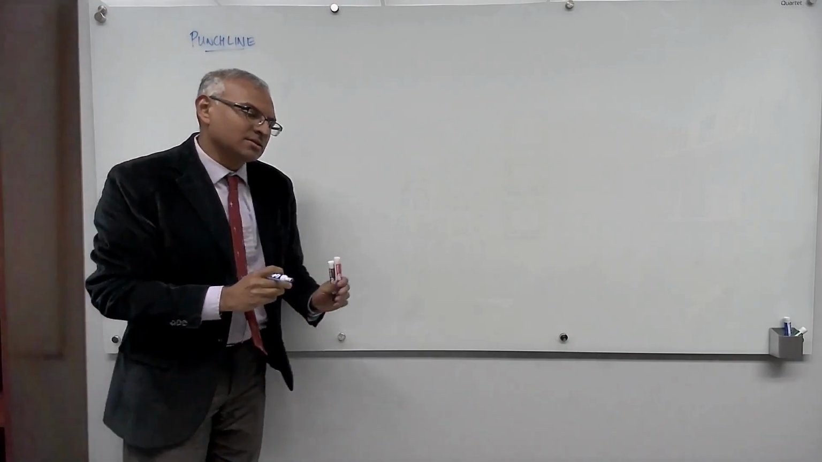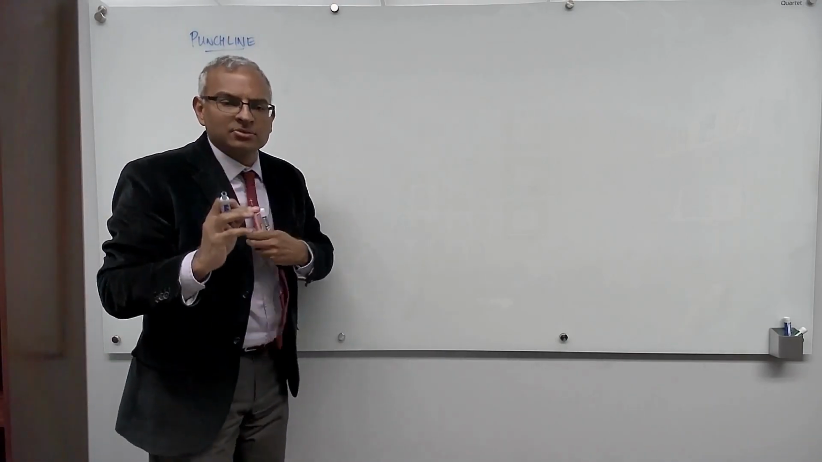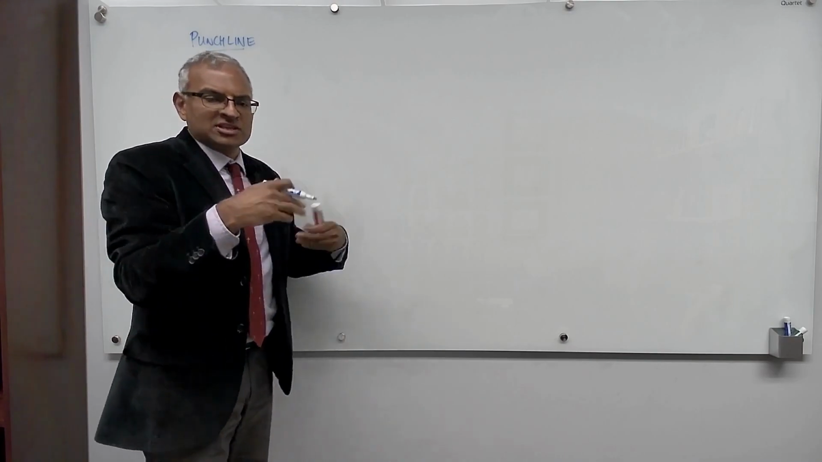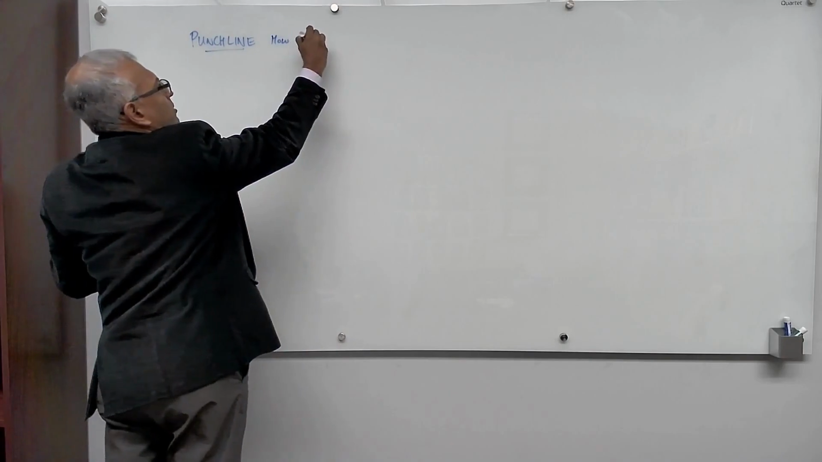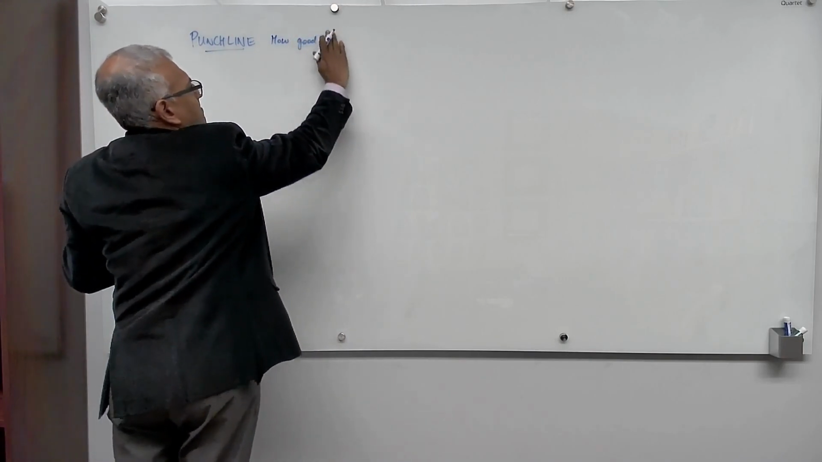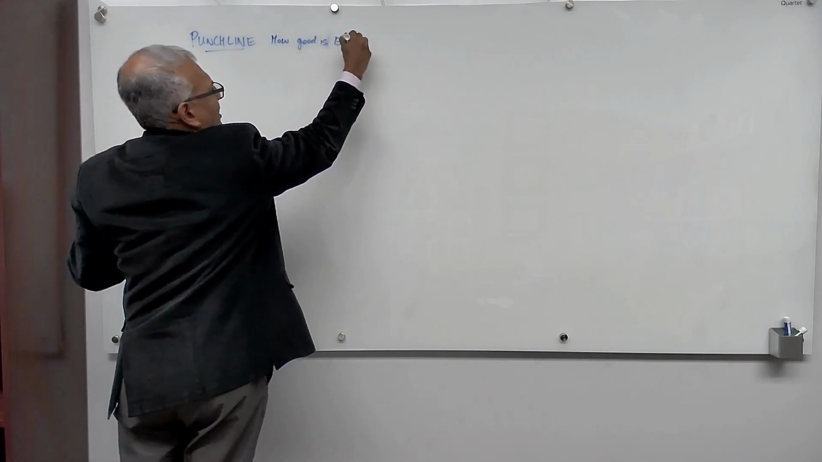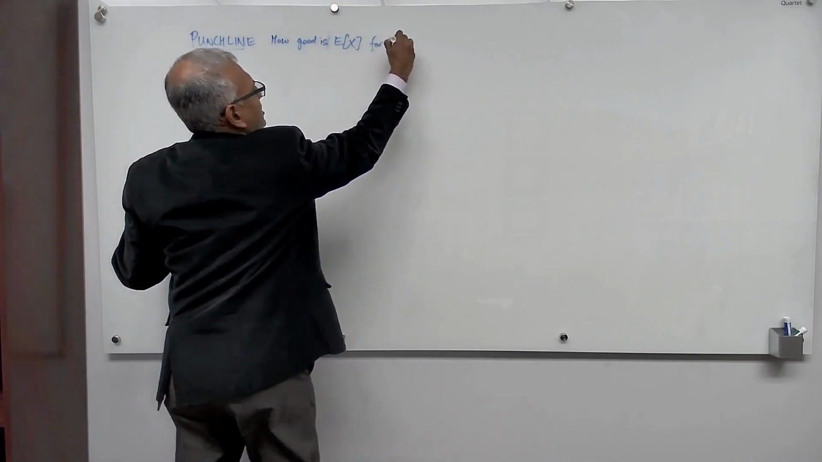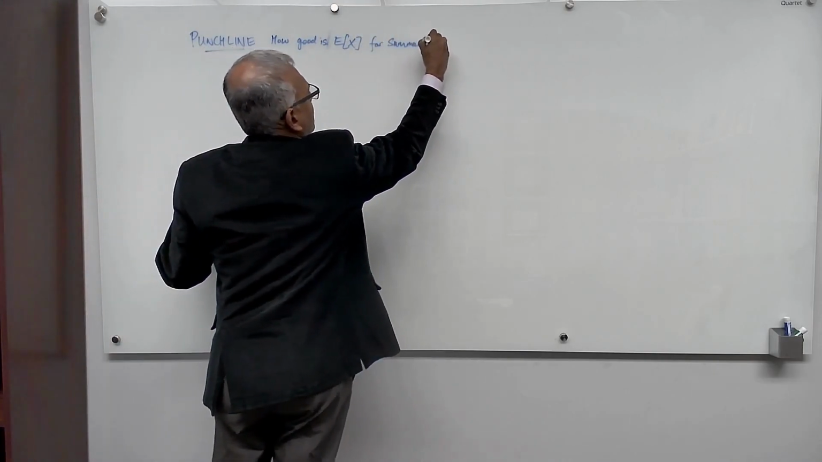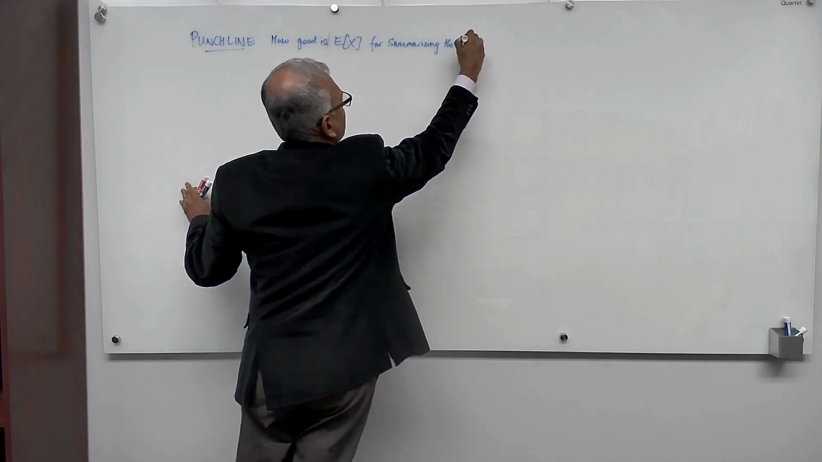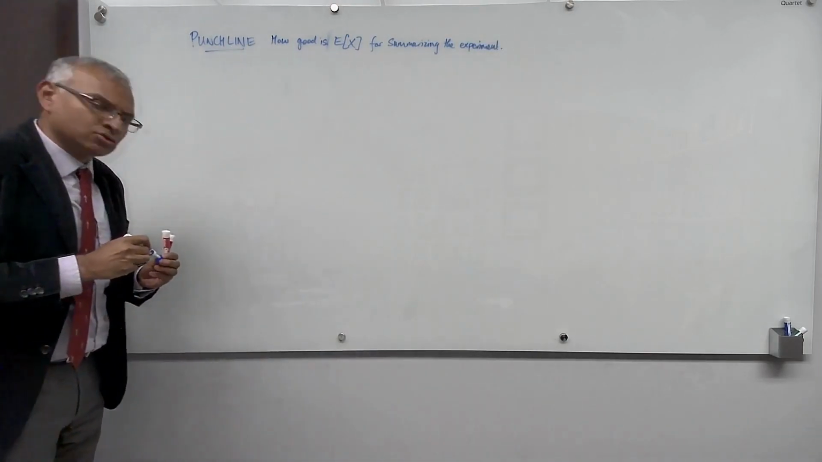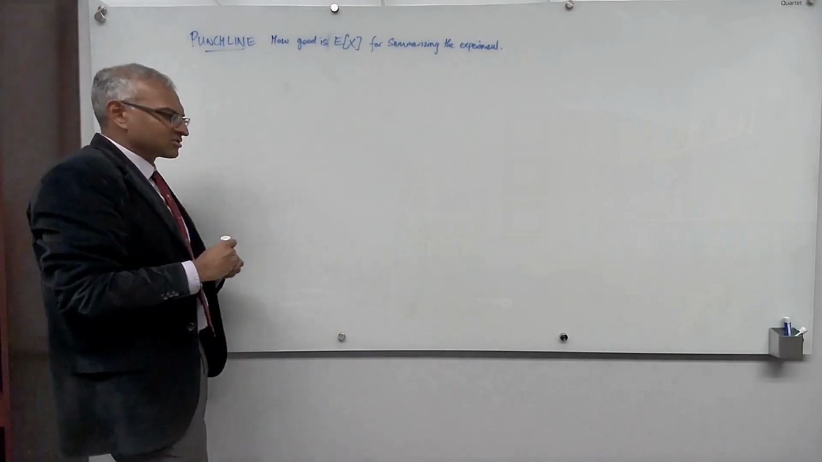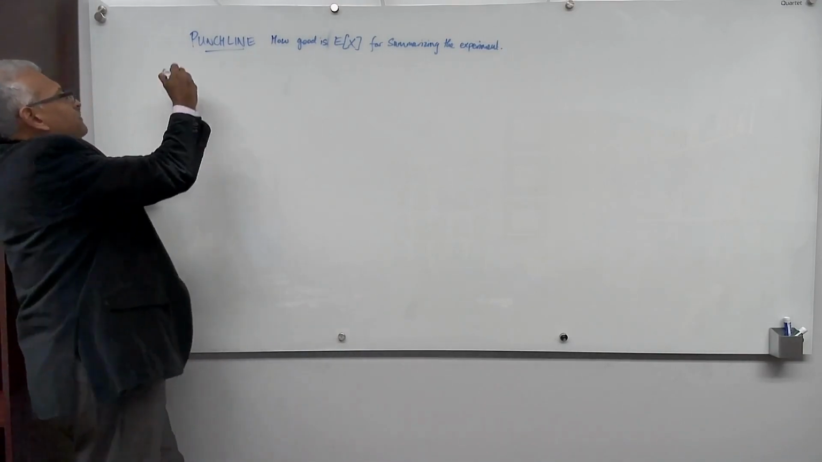Okay, so we're going to answer how good is the expected value as representing or summarizing the outcome of an experiment. How good is the expected value of x for summarizing the experiment. And it turns out that we're going to use the standard deviation here. Remember, that's the square root of the variance. So, theorem.